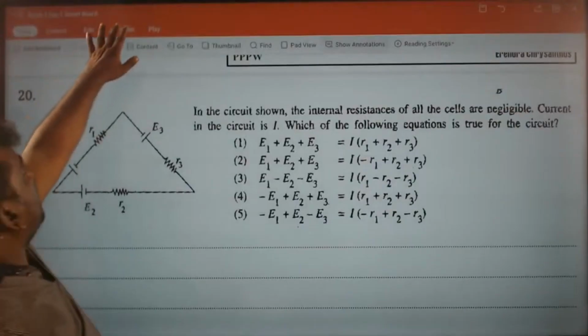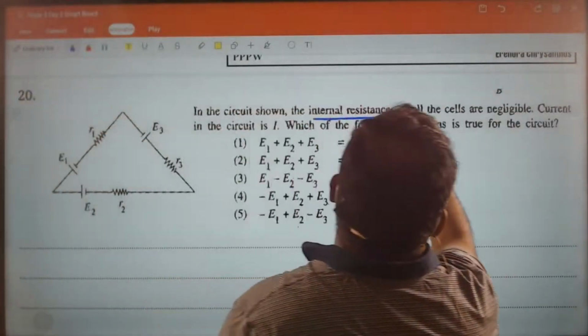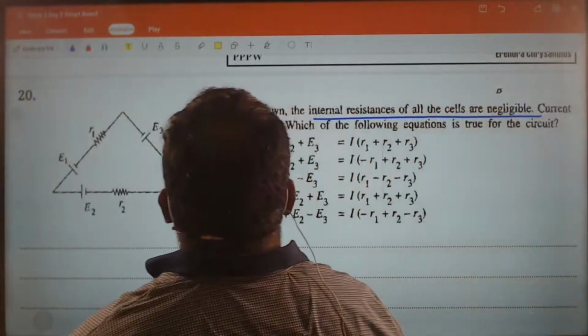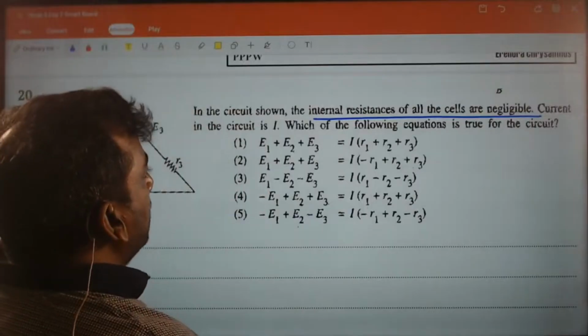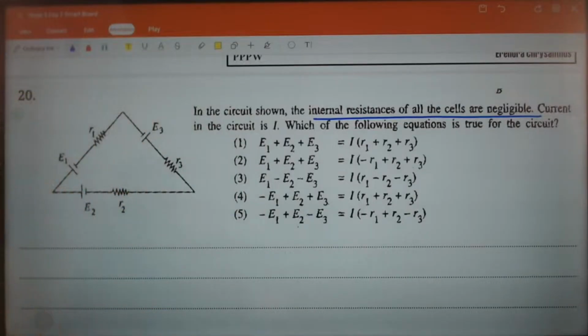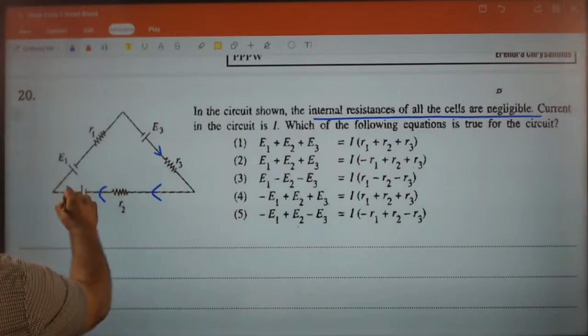Okay. Question number 20. In the circuit shown, the internal resistance of all the cells is negligible. Current in the circuit is I. Which of the following equations is true? So let's apply Kirchhoff's law. Let's say going this way.